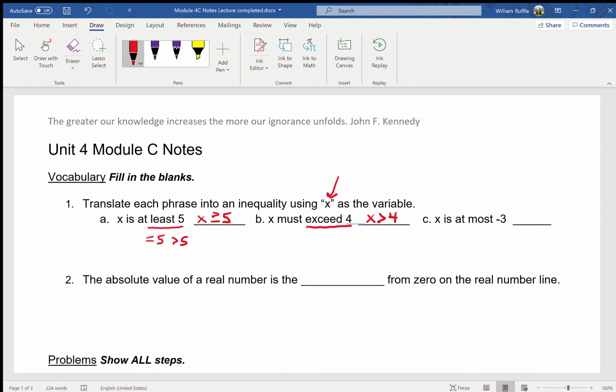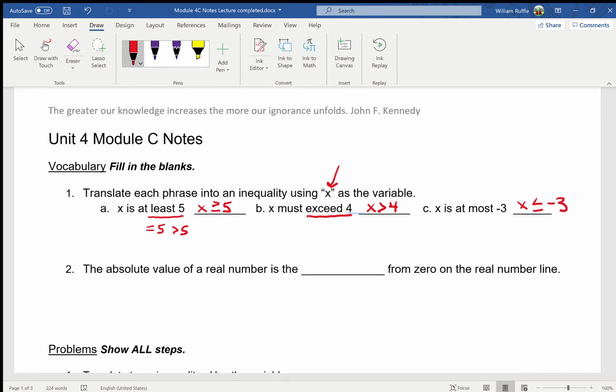At most, -3. So that means it could be -3, but I want it to be at most, so it's got to be less than that. So this is going to be x is less than or equal to -3. You'll have quite a few different ones to do translations to, and you'll start seeing the patterns as you go.